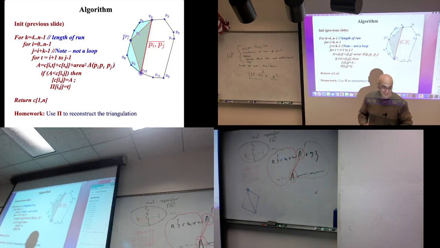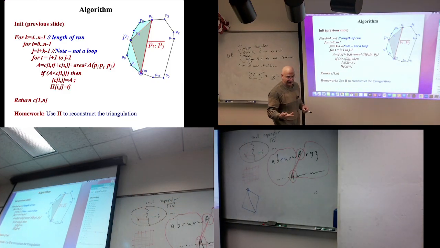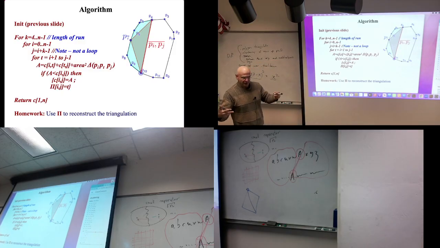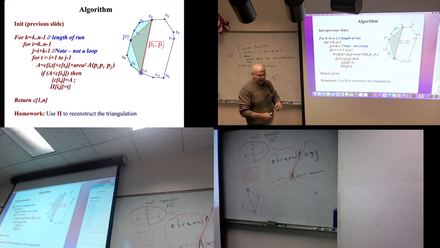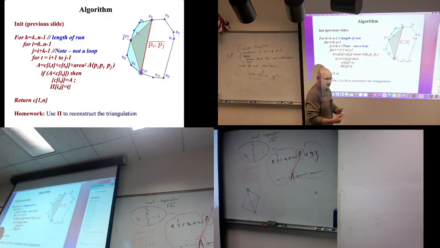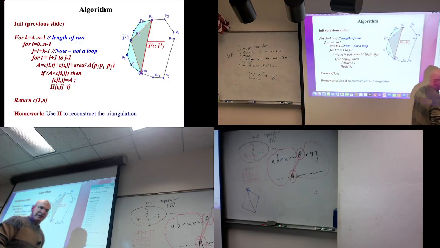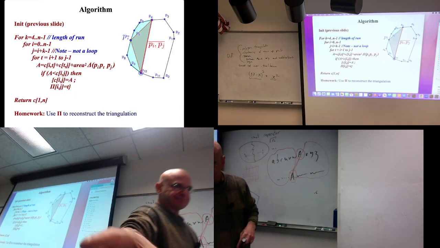I am already done with every run of length 3. I already have all these solutions, and as usual, I play with the cost, not with the actual triangulation, because negotiating a triangulation takes a lot of information. Cost is only a number that I need to negotiate about.